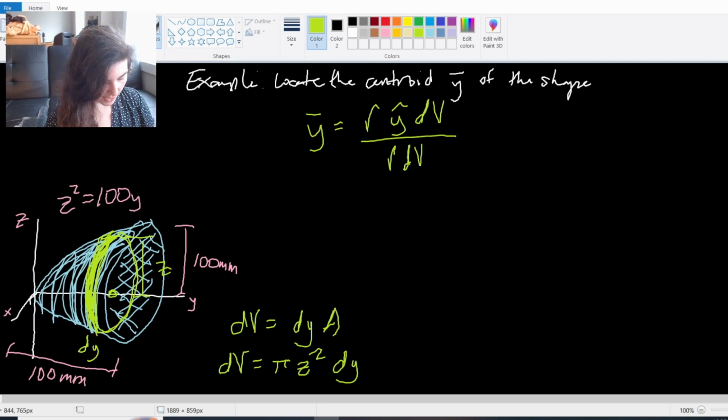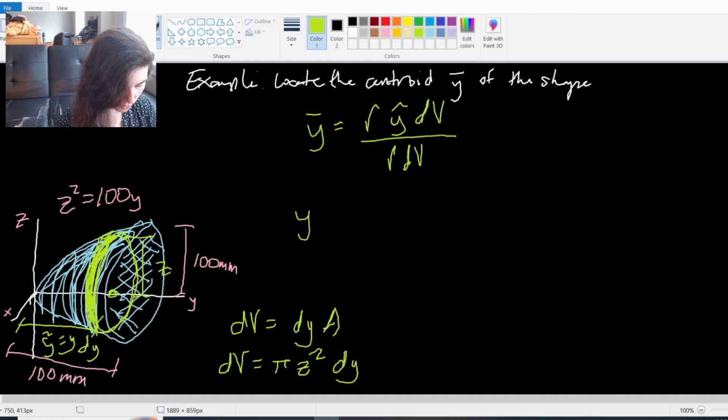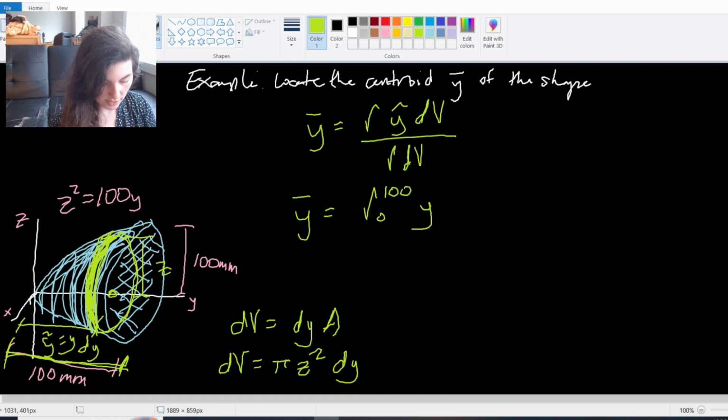So we really have the major components that we needed, right? We have our dV, and our distance y to the centroid of our disc. Y tilde is just going to be y. So we can start plugging things into our equation, right? Our integral is over the entire y-axis length here, which is 100 millimeters. So from 0 to 100 of our y tilde, which is just y, and then our dV is our pi z squared dy.